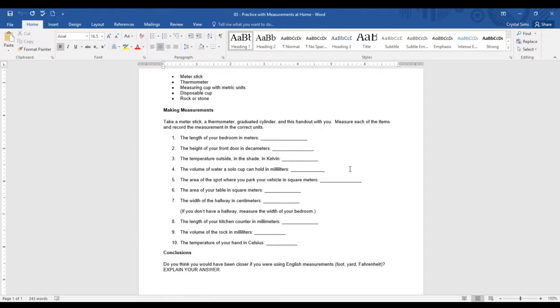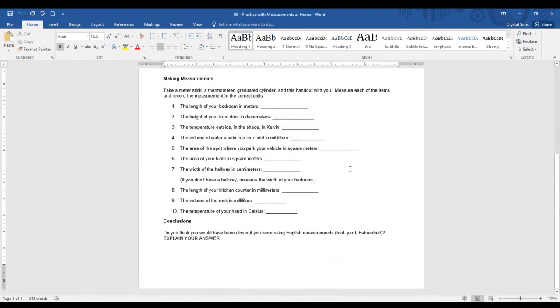So these are different things that you need to measure, and you'll record the measurement using the correct units, and then you have a question here that you'll answer. And what you're kind of thinking of here is, and I didn't explicitly say this in your handout, but think about, if you're in your bedroom, for example, for number one, the length of your bedroom, you can probably look at the wall in your bedroom and come up with how many feet and be pretty close with that.